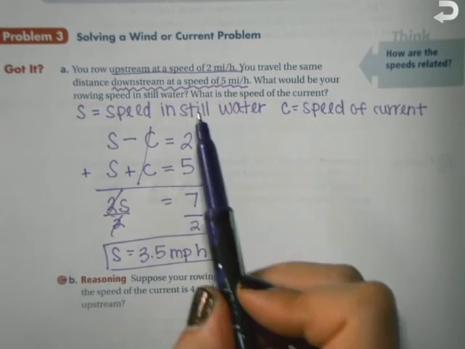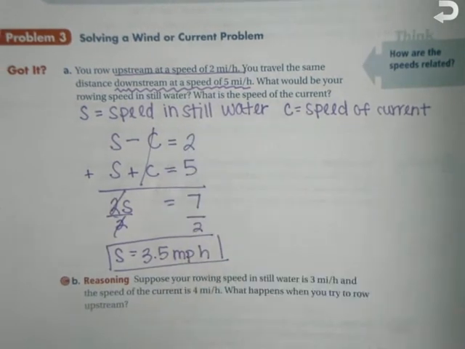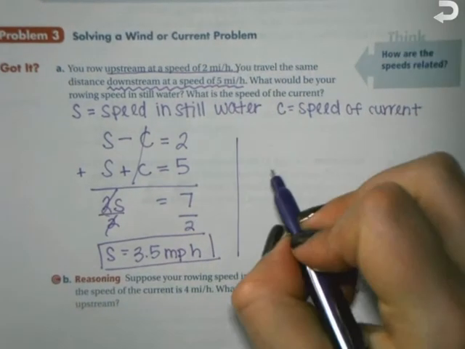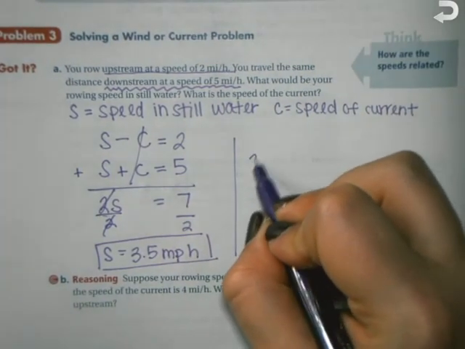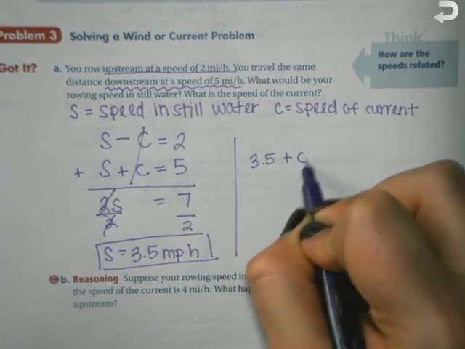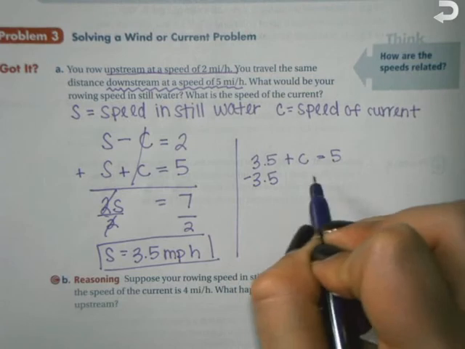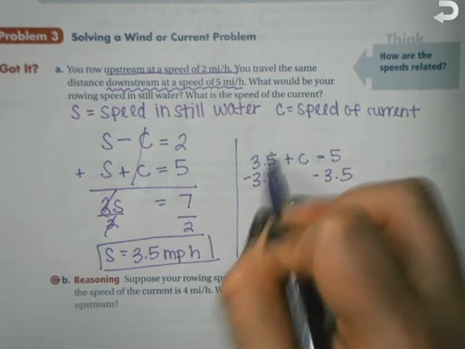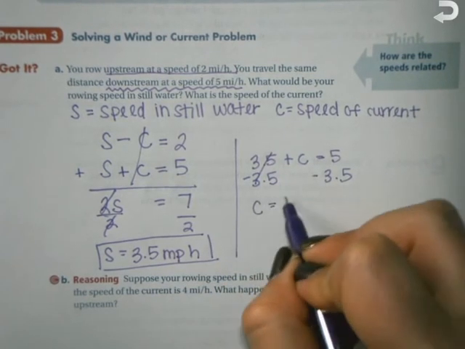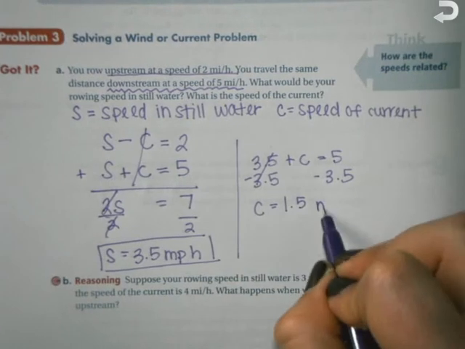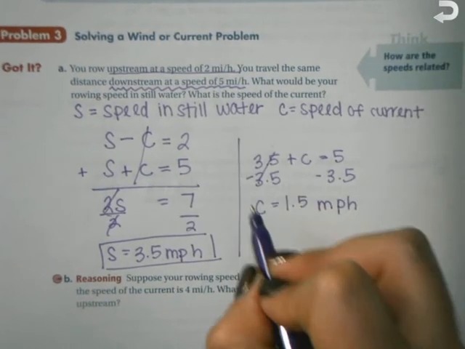So that answered part of the question. How would I find out the speed of the current? Yeah, plug it back in. So I'm going to do 3.5 plus C equals 5. Subtract 3.5. And I get C equals 1.5 miles per hour.